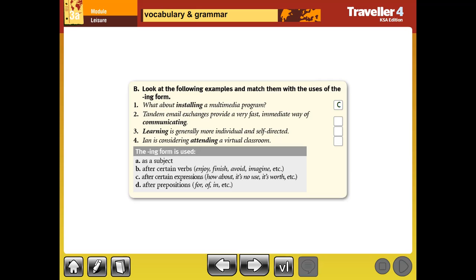Okay guys, look at number 2. Tandem A makes changes, provides a very fast intermediate way of communicating, a preposition followed by the verb plus ing. Number 3: Learning is generally more individual and self-directed. Learning is used as a subject, at the beginning of the sentence. Okay. Number 4: Ian is considering attending. Consider, like enjoy, like, love, hate, avoid, certain verbs followed by ing. Consider, meaning think about, attending a virtual classroom.